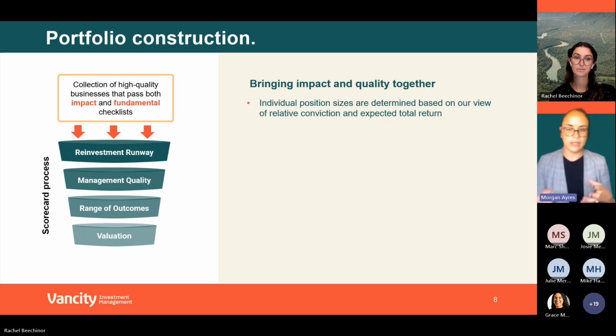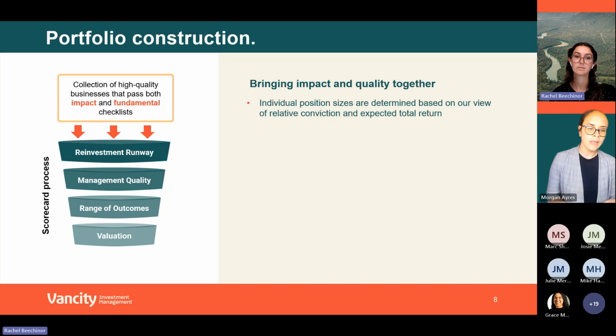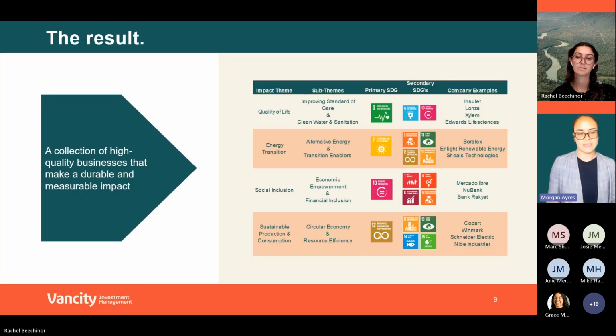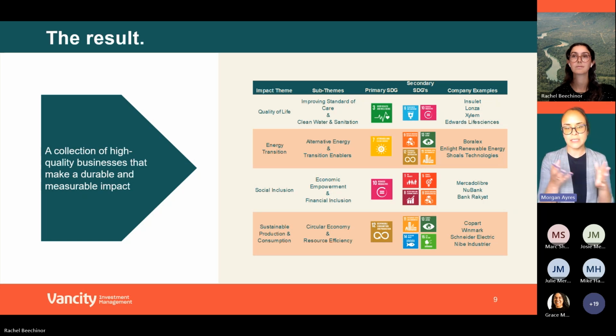And one thing to note here is that once a company has reached this point in our process, they've already gone through vigorous impact and ESG reviews to ensure that that impact is there and it is measurable. So when you bring this all together, the result is a collection of high quality businesses that make a durable and measurable impact. If you look on the screen here, moving from left to right, you can see our impact themes, which represent challenges. And then you have our sub-themes, which are potential solutions, and then their associated SDGs, as well as some company examples.